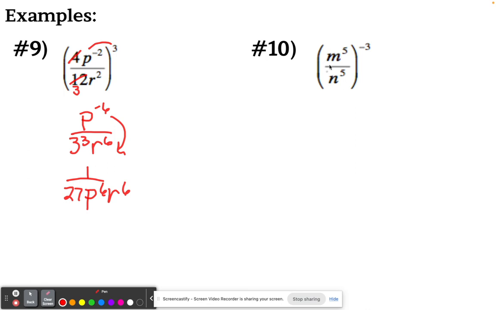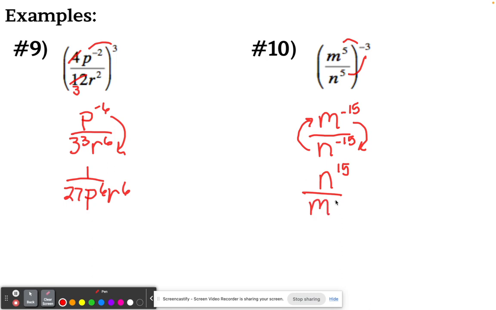I can't simplify anything in these parentheses, so I'm just going to raise them to the -3 power. 5 times -3 will give me a -15. And again on my n, -15. Now my m wants to move downstairs. My n wants to move upstairs. I'm going to be left with n to the 15th power over m to the 15th power.